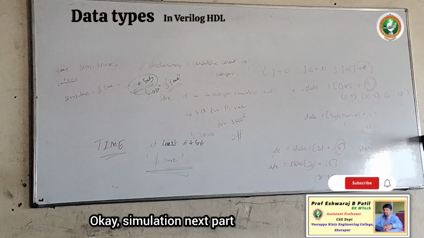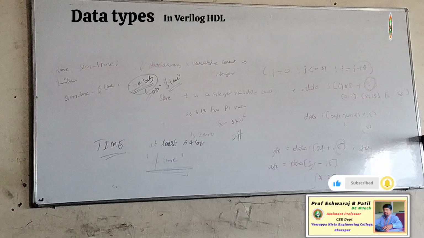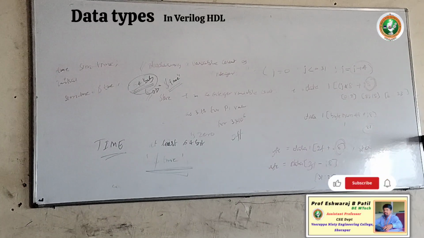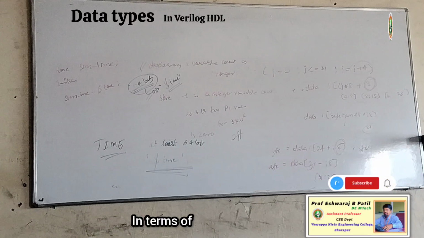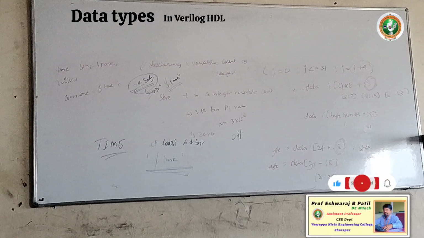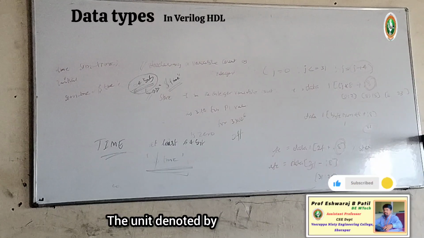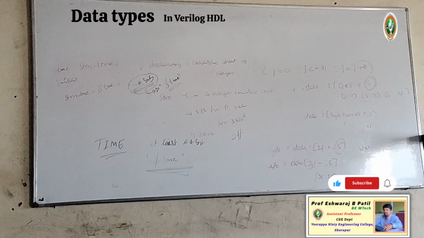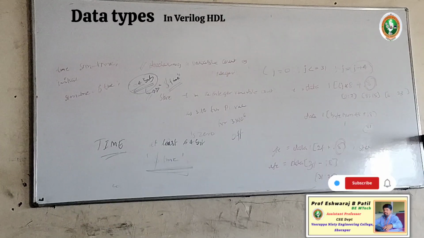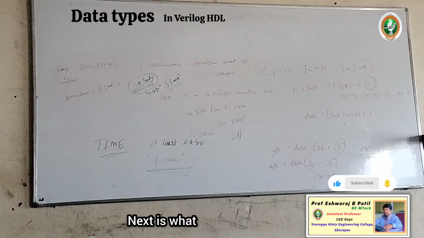Next part. Simulation time is always measured in terms of simulation seconds, the unit denoted by S. Next is arrays.